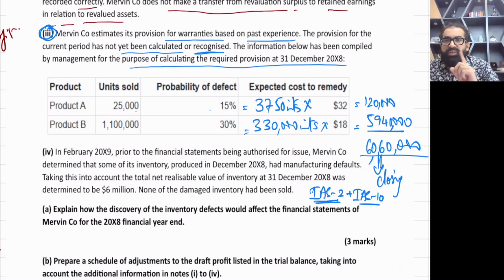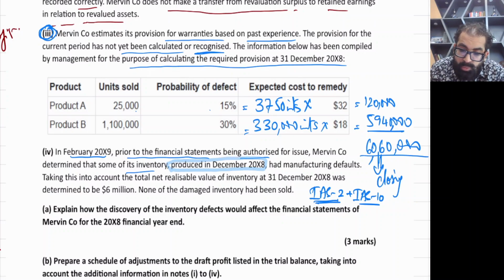See, first of all, what is our year end? Our year end is 31st December X8. Be careful. In February X9, almost 2 months after the year end, prior to the financial statements being authorized for issue, Mervin Company determined that some of its inventory, produced in December X8, had manufacturing defects. Taking this into account, the total net realizable value of the inventory at 31st December X8 was 6 million. None of the damaged inventory has been sold.